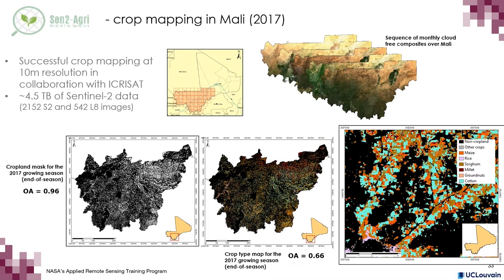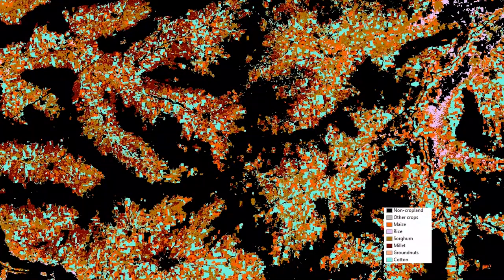The overall accuracy for the cropland is nice. The crop type map shows an overall accuracy which is rather poor, 0.66. Of course, we can also visually check the quality of the crop type map. And as you can see here, or even here, the pixel-based classification looks quite nice as we can distinguish the different patterns of the fields. Of course, this is not enough to consider this a good area estimate for the crop type.